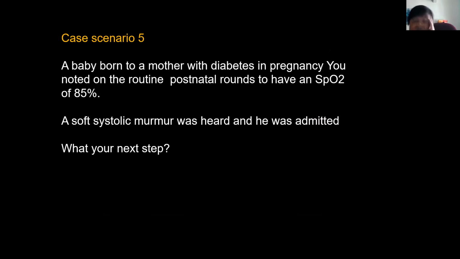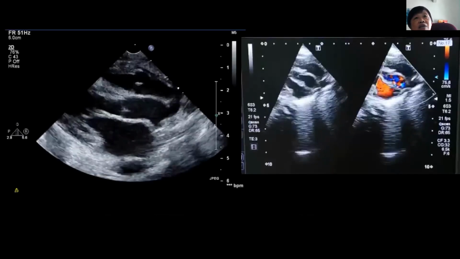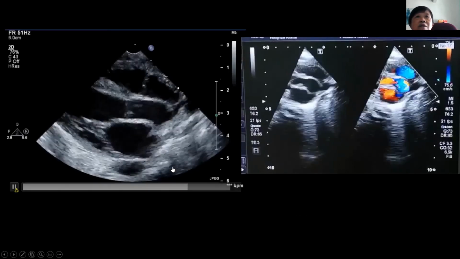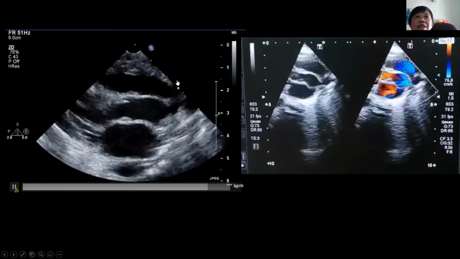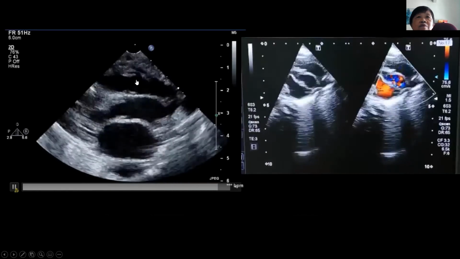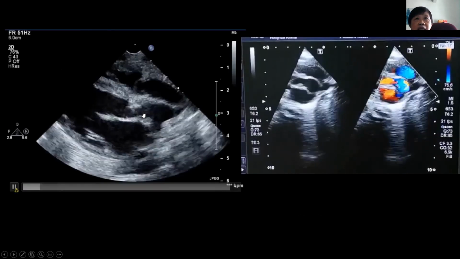in subsequent lectures, if you attend them. And then you will see that a soft systolic murmur was heard, and he was admitted because he was not very pink. So what's your next step? Of course, you have in your ward somebody who can do an echo. And then you see, very unusual, I hope you can remember this picture, two vessels parallel to each other, right?